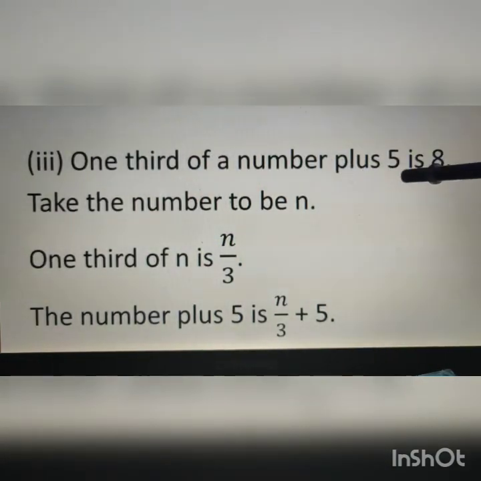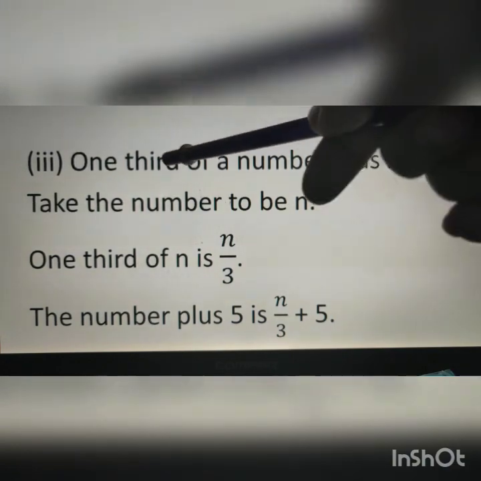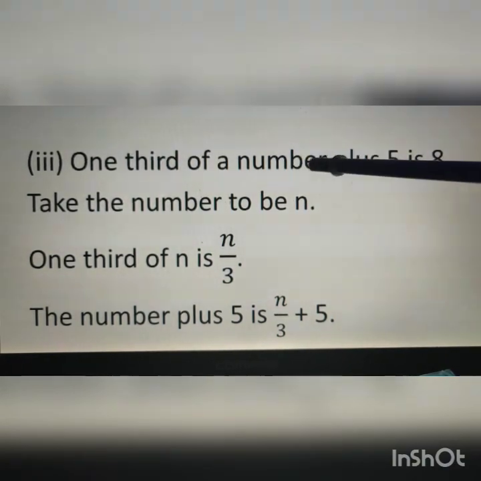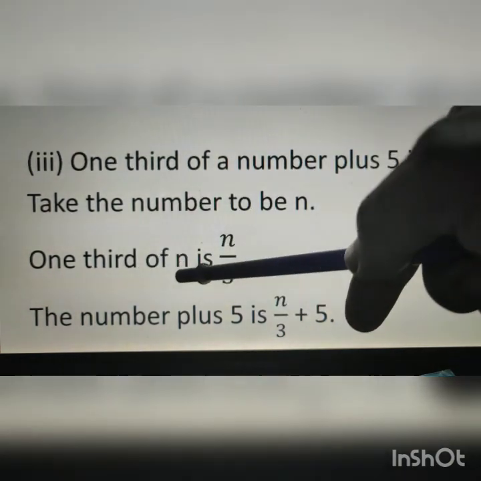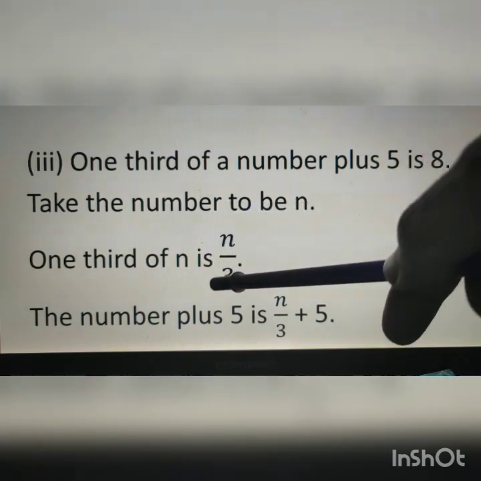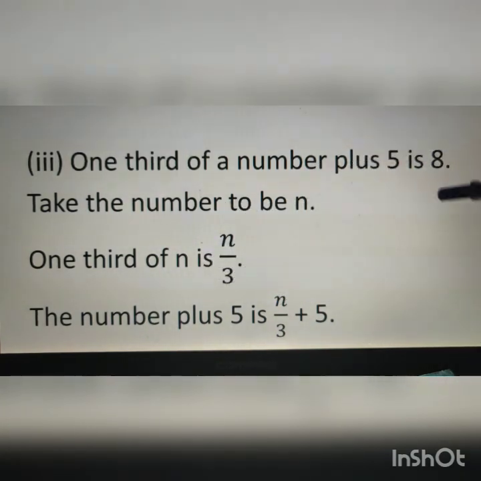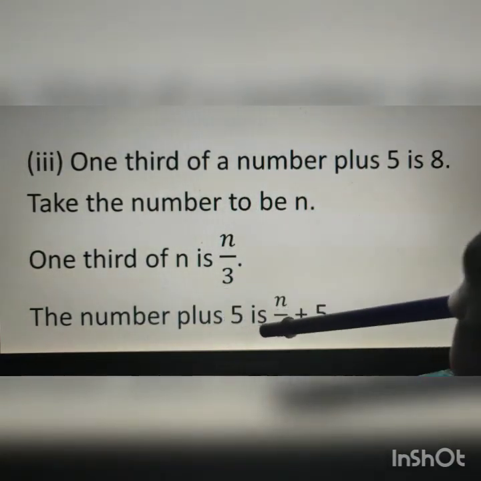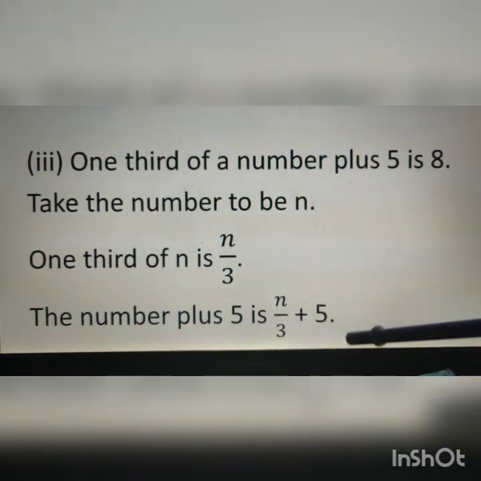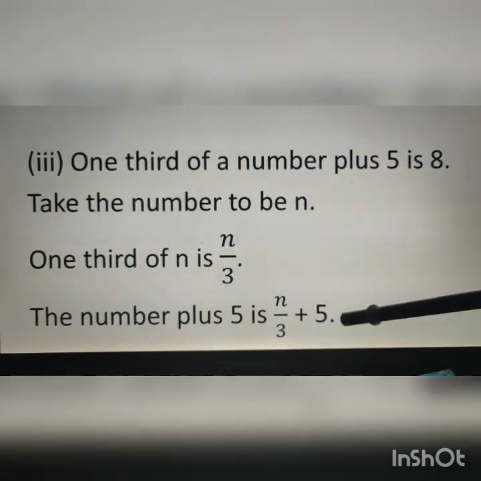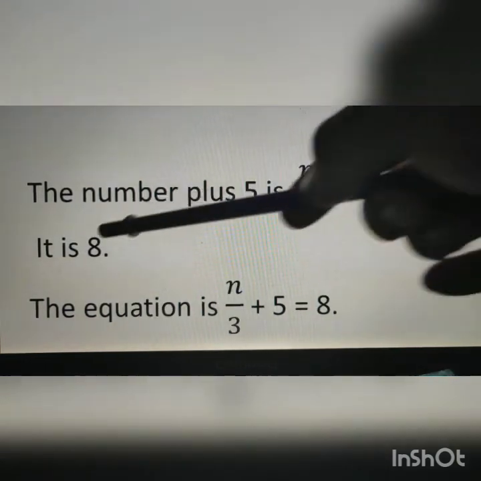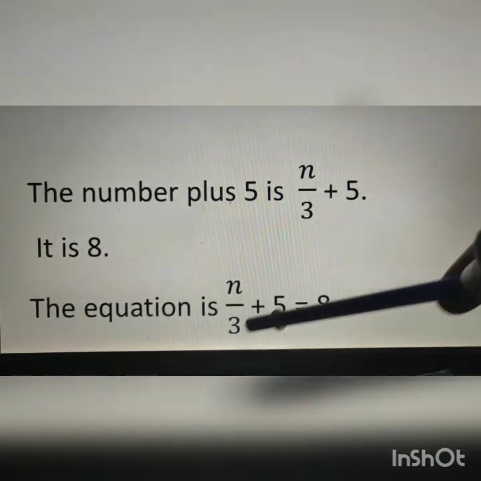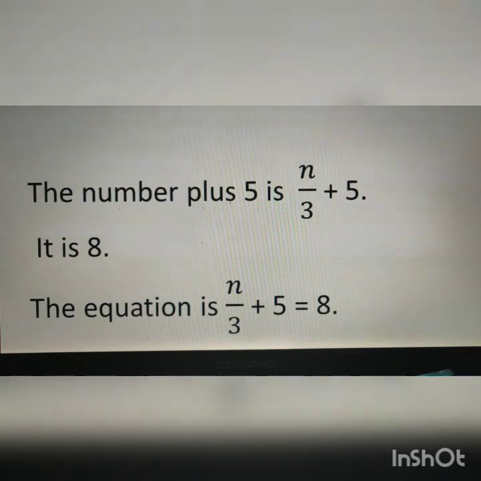Question number 3. 1/3 of a number plus 5 is 8. 1/3 means 1 upon 3 of a number. We don't know the number. Take the number to be n. 1/3 of a number means n into 1 by 3, which is equal to n upon 3. Plus 5, so n upon 3 plus 5. It is given which is equal to 8. Therefore the equation is n upon 3 plus 5 is equal to 8.